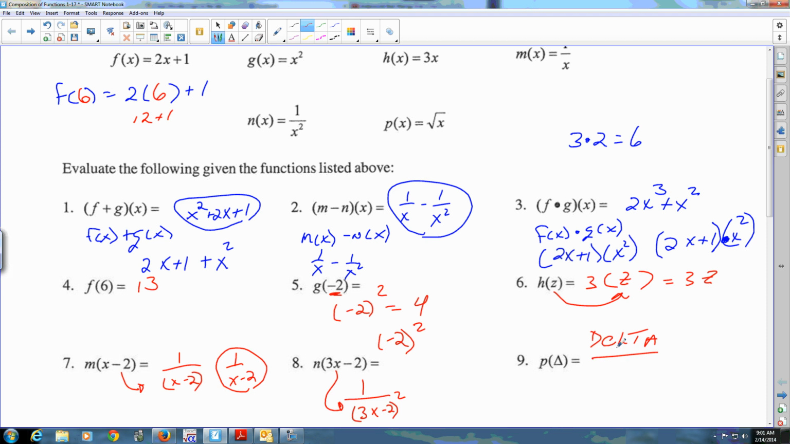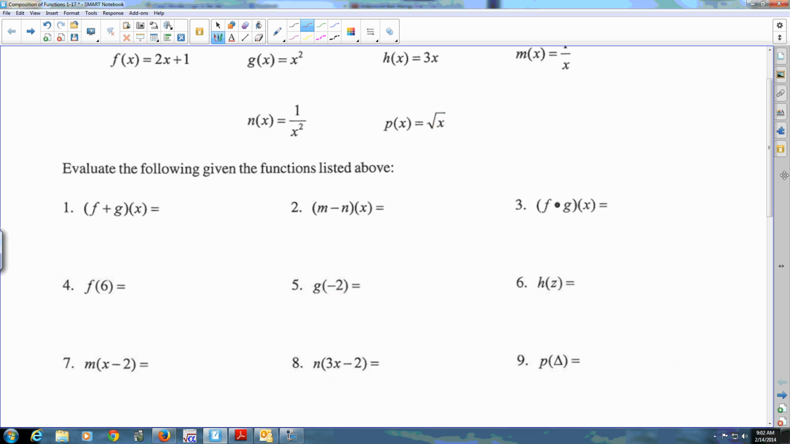Okay? It means the change in something. Okay? P of delta would just be, write your function first, put a parenthesis in place of the variable. There's the variable, I just put a parenthesis in place of it, and then fill in what you're talking about. So it would just be the square root of delta. Now, I'm not intending that to make sense. I'm just looking for you guys to be able to follow it and understand what you're doing.